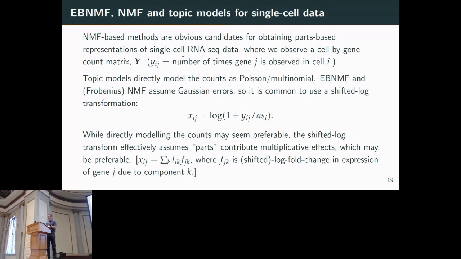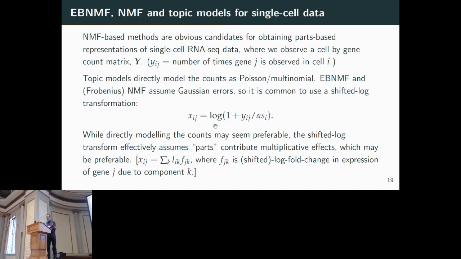And I just want to mention, I'm going on to a third part here, which is transformations of the data. The topic model style non-negative matrix factorization ideas that I showed at the start of the talk are traditionally applied directly to the counts. So they model the counts as essentially Poisson or multinomial. However, an alternative approach is to transform the data.